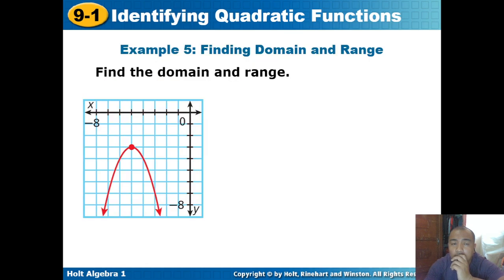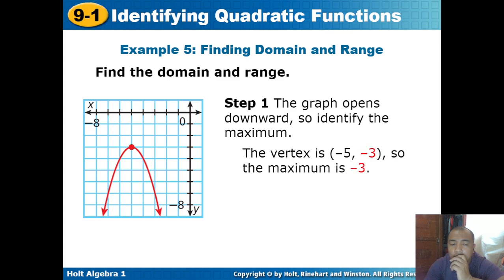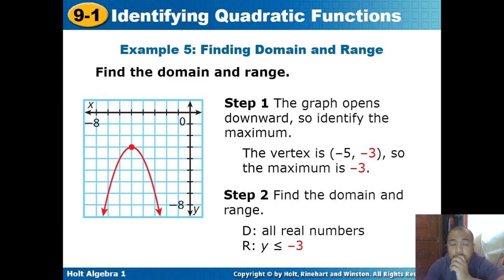Okay. How about this? Find the domain and the range. Step 1, the graph opens downward, so identify the maximum value. So the vertex is negative 5, negative 3, so the maximum is negative 3. Step 2, find the domain and range. Domain, all real numbers. The domain of a quadratic function is always all real numbers. While the range is, since it opens downward, y is less than or equal to k, which is equal to negative 3.